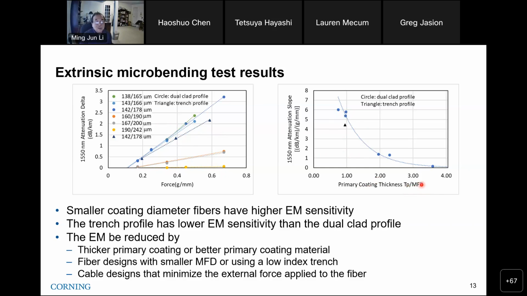So to reduce the extrinsic microbending, you can use a thicker primary coating or a lower Young's modulus coating material. And for profile design, you can reduce the mode field diameter or use the low index trench design. As I mentioned earlier, for extrinsic microbending, one very important factor is that you minimize the external force applied to the fiber. If you don't have a force applied to the fiber, then you don't have a microbending problem.